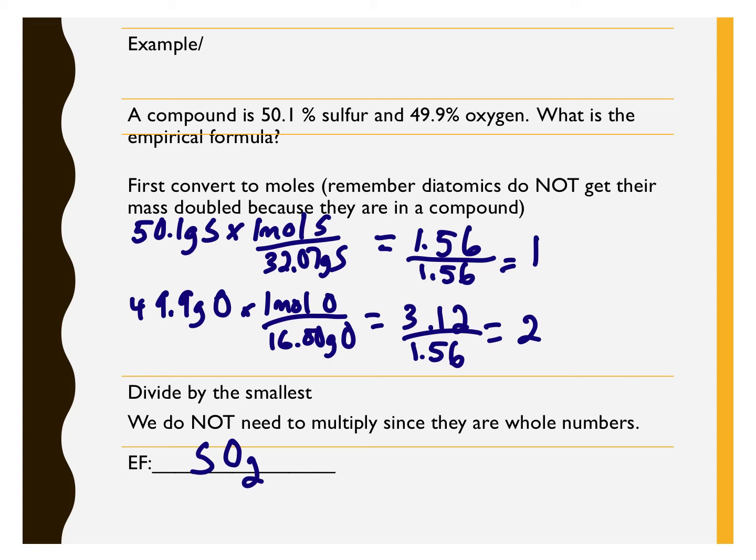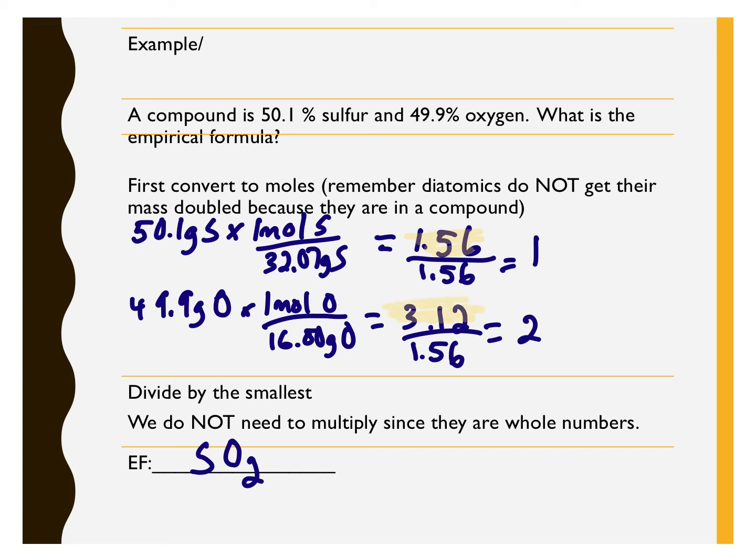So for 50.1 grams of sulfur, 1 mole of sulfur is 32.07 grams. Now, the diatomic rule applies to an element by itself, so it does not apply here. Just use the normal mass. For O, we'll use 16.00. The first thing I do is divide 50.1 by sulfur's mass, 32.07, and my answer is 1.56. Then 49.9 divided by 16.00 gives me 3.12.